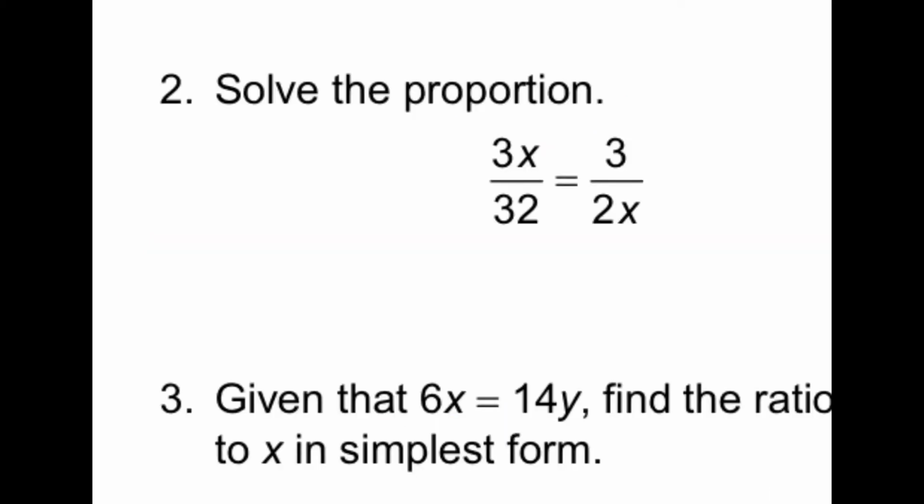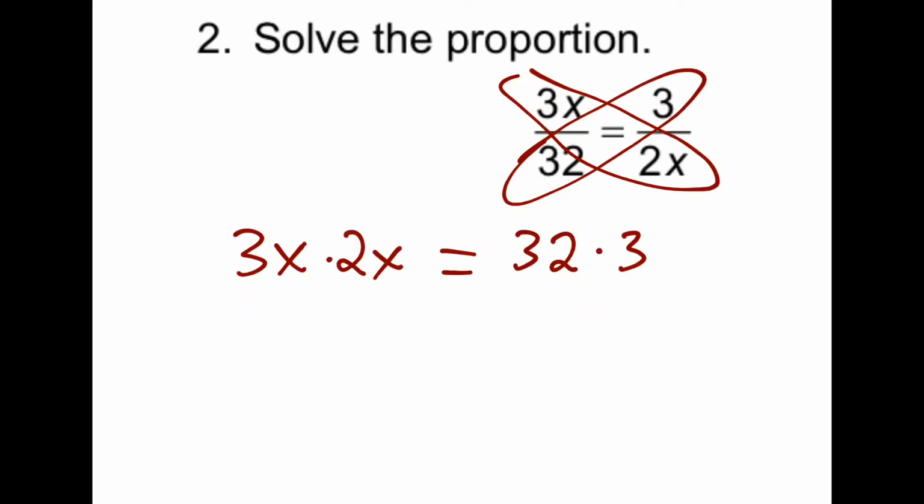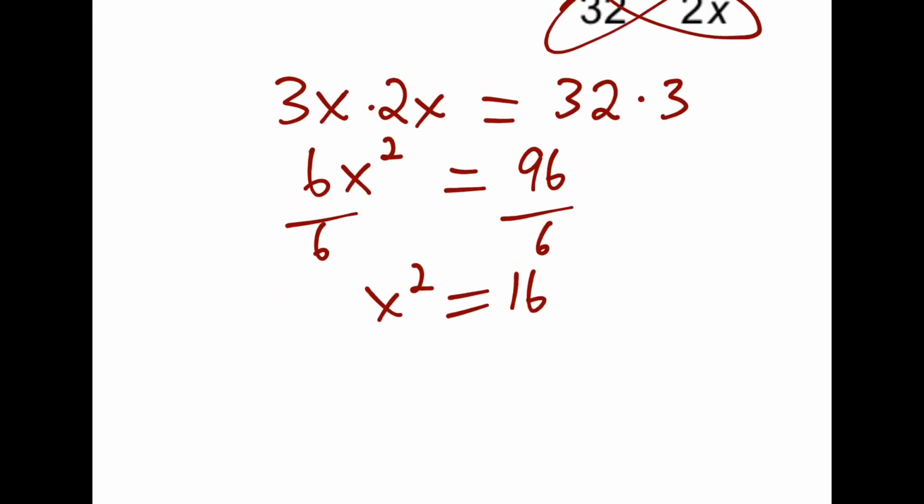Number 2 asks us to solve this proportion: 3x is to 32 as 3 is to 2x. The best strategy here is probably cross multiplication, which means we're going to take 3x multiplied by 2x on one side of the equation and set that equal to 32 times 3 on the other side. If we multiply the coefficients, 3 times 2, we get 6, and there are two x's, so our exponent becomes 2. And 32 times 3 is 96. We divide by 6 on both sides and get that x squared is equal to 16. To get x by itself, I'm going to take the square root of both sides, and x is going to be 4.